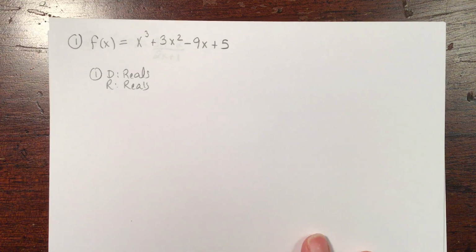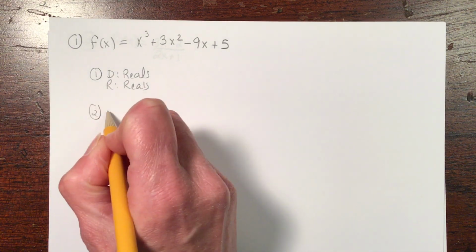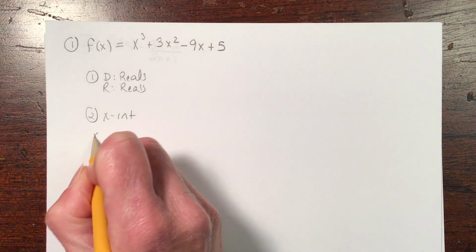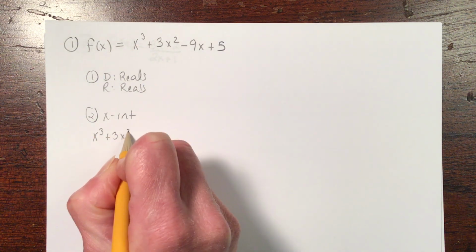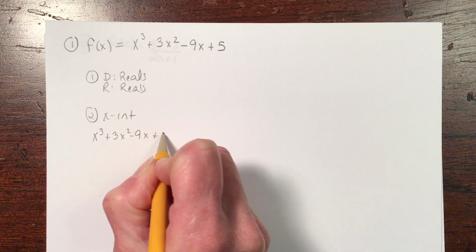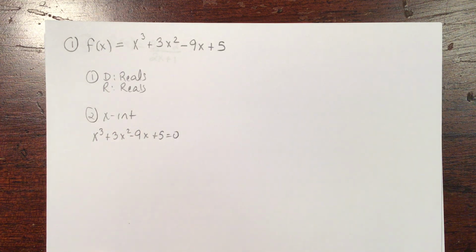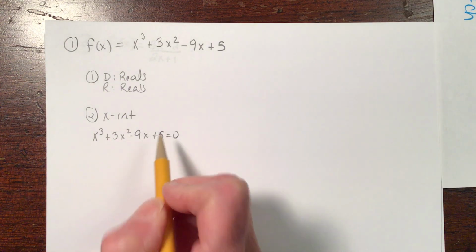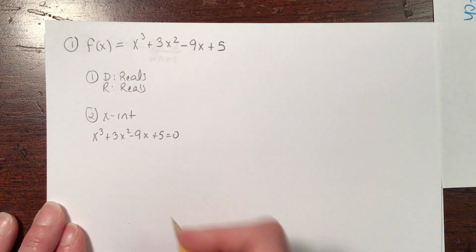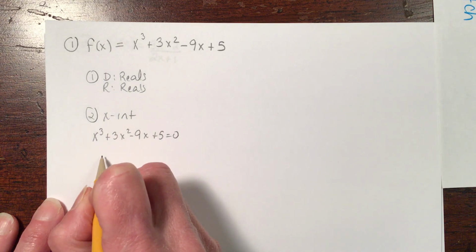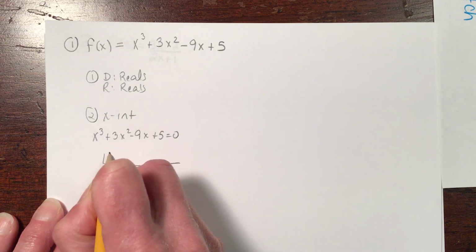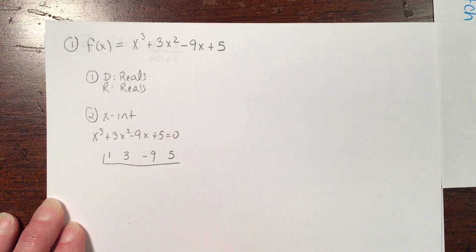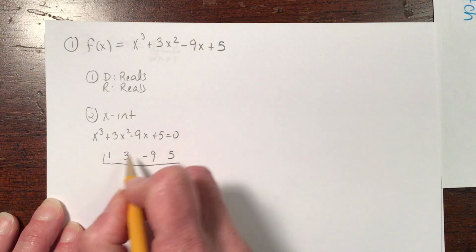How do we find the x-intercepts? Well, we find the x-intercepts by setting the function equal to 0. And in this case, it's not going to be so easy to find the x-intercepts because if you notice, I can't factor this. So when we can't factor something, we have to use synthetic division. If you don't remember synthetic division, that's okay, because I'm going to show you later. We can just kind of cheat at this point.